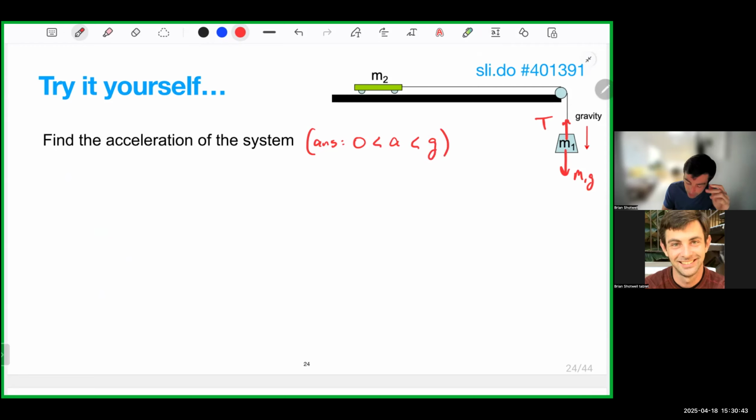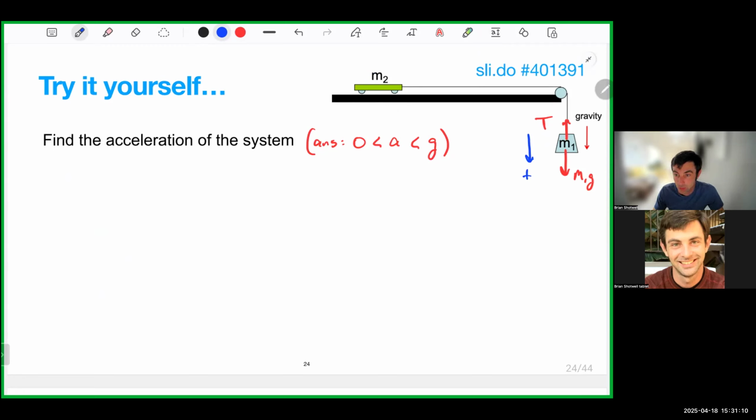Okay, so let's call it a. Let's call the downward direction positive here. We know M1 is going to be moving downwards. So let's say that a is the magnitude of our answer, the magnitude of the acceleration of the system. So it's definitely acceleration of M1 is downwards and M2 is to the right, the same amount, but we're going to focus on M1.